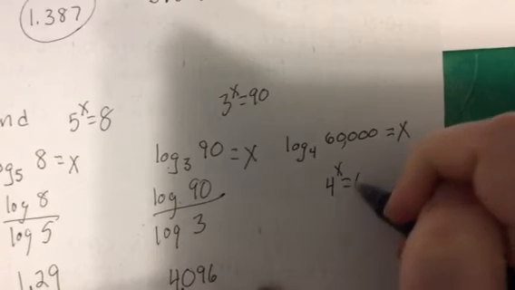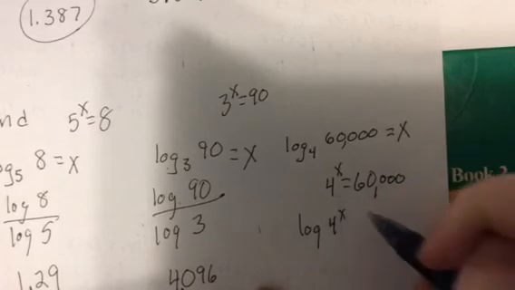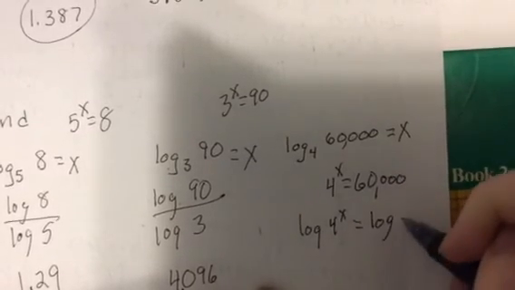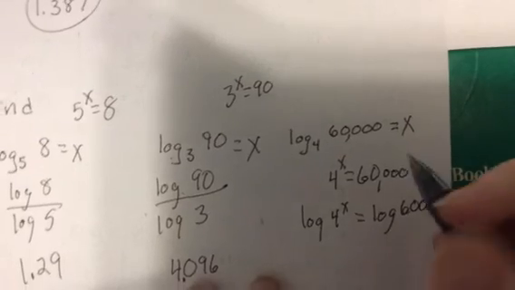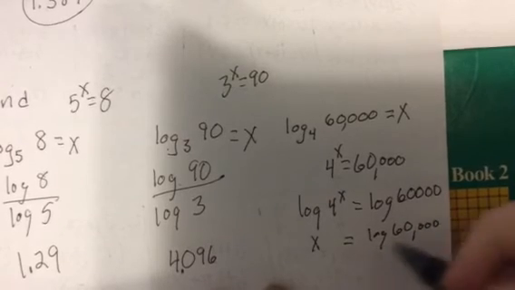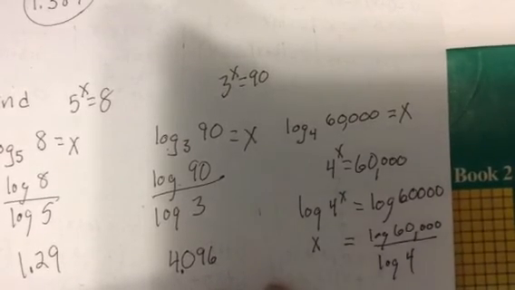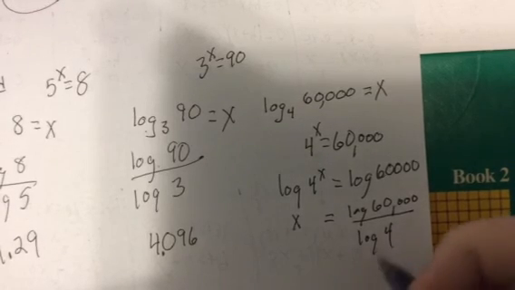4 to the x equals 60,000. So log of both sides. So x, I'm going to skip a step, log of 60,000 divided by log of 4. So 60,000 log divided by 4 log equals, and I get 7.94.